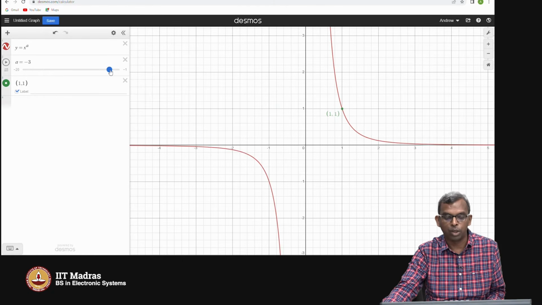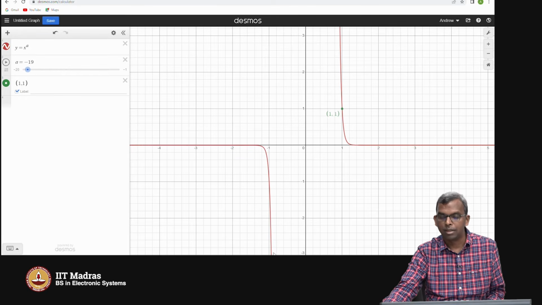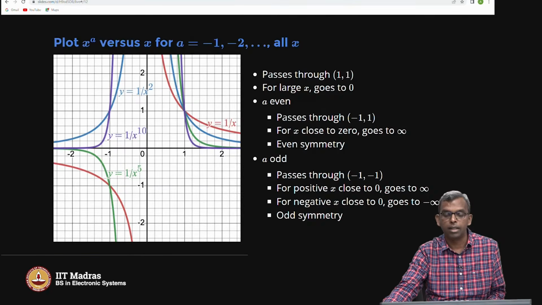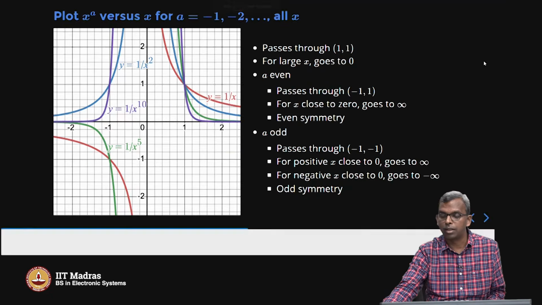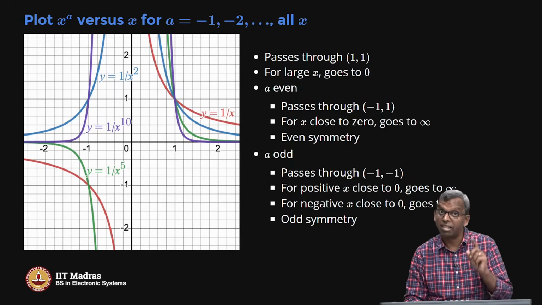Now we can keep going, you can go to 1 by x cubed. Once again, the same behavior: it falls sharply to 0, then shoots off sharply to infinity, and the same behavior will continue. x to the power 4 is going to be even symmetric, with the same sort of behavior. As you keep going, all the way to minus 20, you see a very sharp fall to 0 and a sharp increase. And if you do minus 19, it's going to show you the other type, with similar behavior in the third quadrant. I hope this gave you a feel for how x to the power a will look for a negative integer and all x.